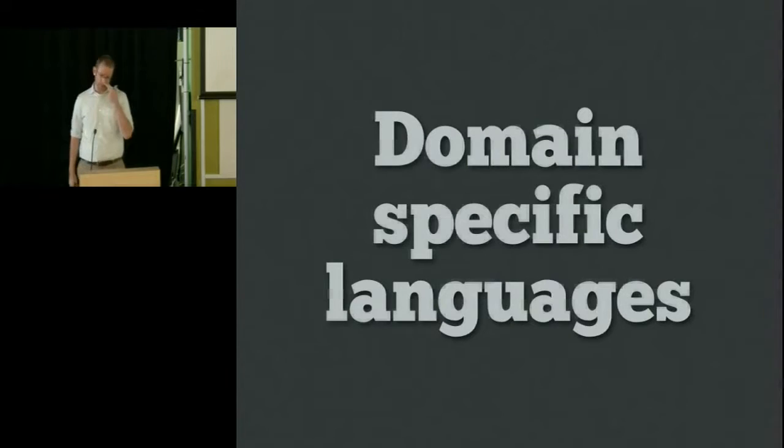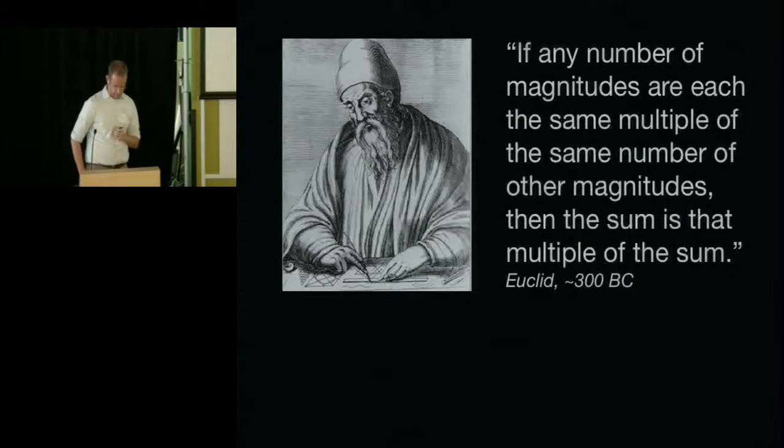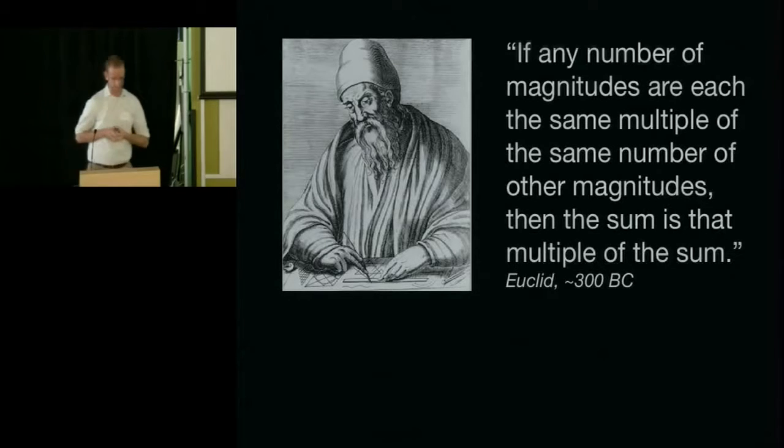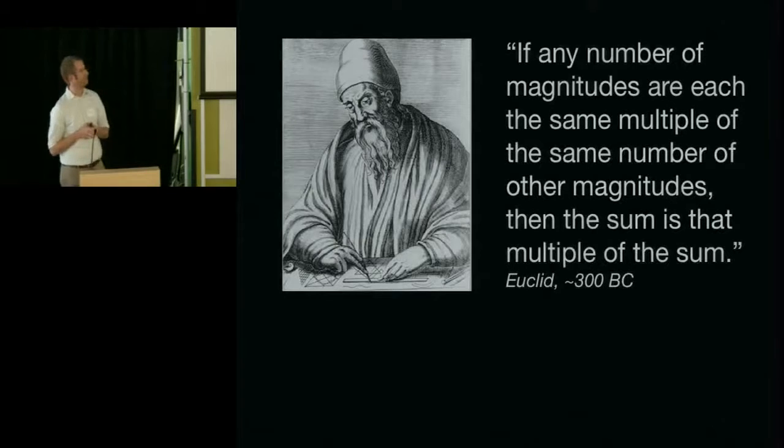And to provide a little more motivation for why we need to do this, here's a sentence from Euclid. If any number of magnitudes are each the same multiple of the same number of other magnitudes, then the sum is that multiple of the sum. Can anyone tell me what simple algebraic principle he's describing?